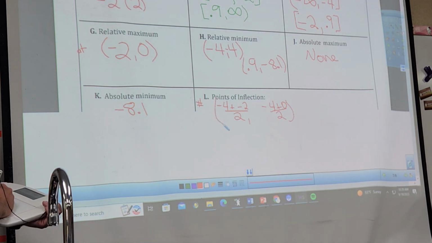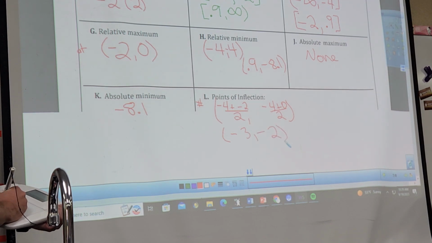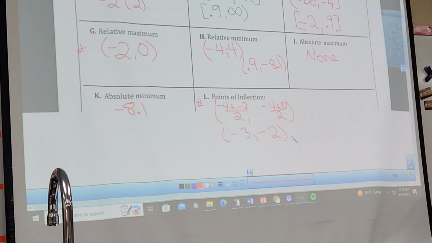And that point is what? -3, -2. So that's one of my points of inflection. And you guys can look at your graph. Does that look like it works? That looks pretty good.